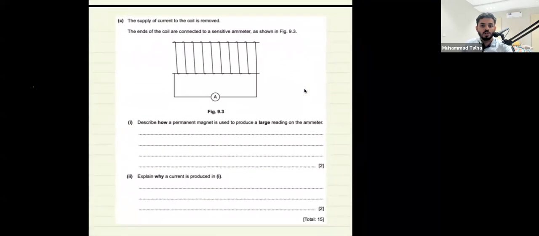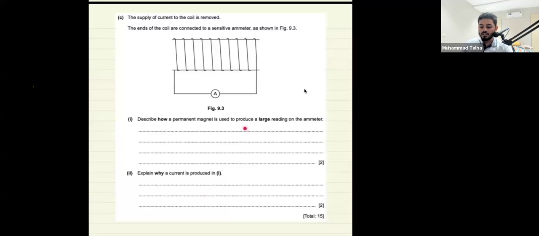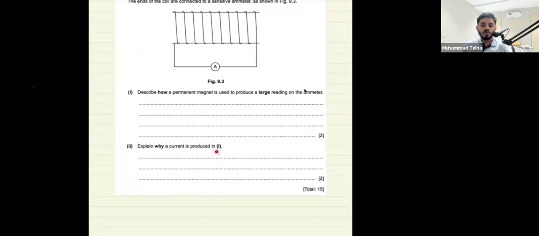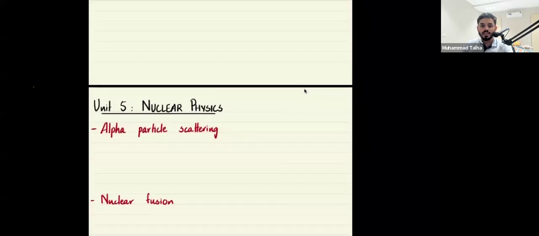This is something related to induced EMF. Describe how a permanent magnet produces a large reading. A large reading would be because of a large voltage, a large induced EMF. So you can either use a big magnet, a stronger magnet, and you move it really fast. Explain why a current is produced in one. You can say that the magnetic field is cut by the field lines, which causes an induced EMF. This is exactly Faraday's law. Or you can say there's a change in the magnetic field or the magnetic flux in the coil. Either works perfectly fine.